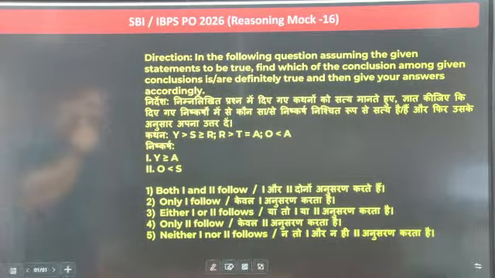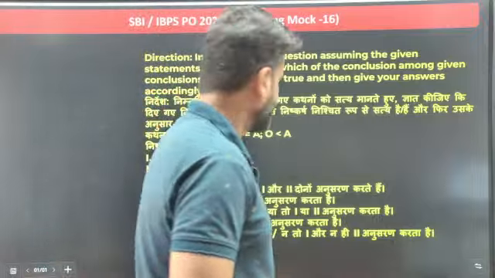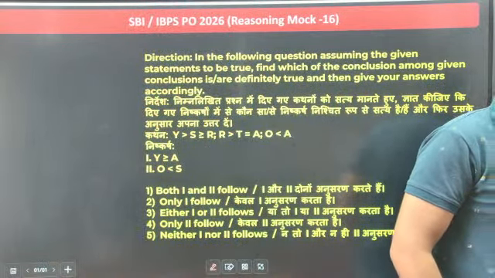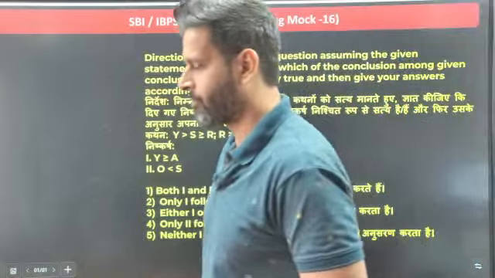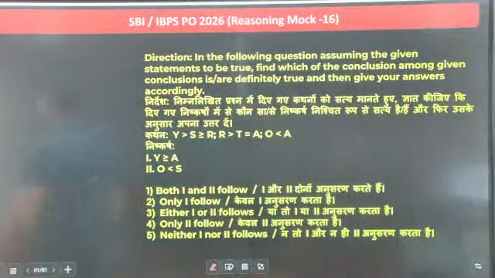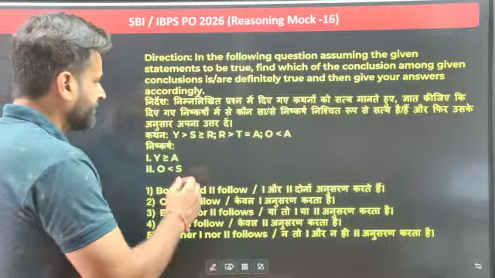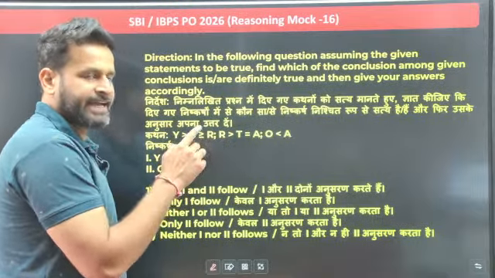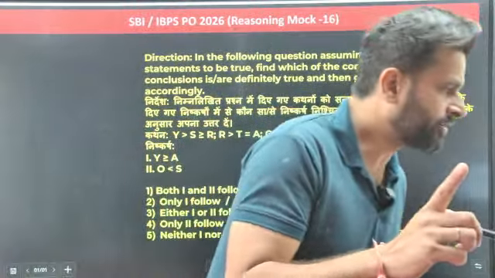Next, y is greater equal to a and s is greater than o. Y is greater equal to a. The symbol attached with y is of greater. So y will either be greater, but it cannot be greater equal to.